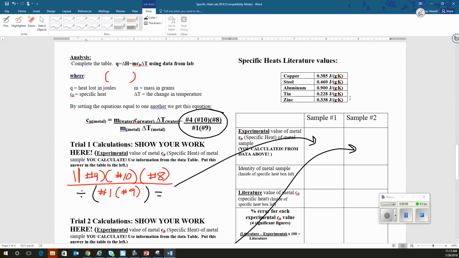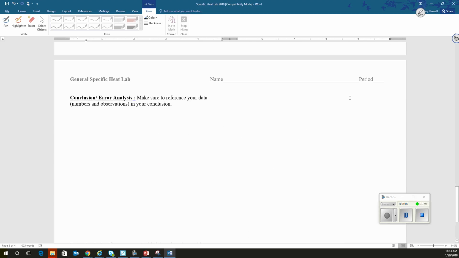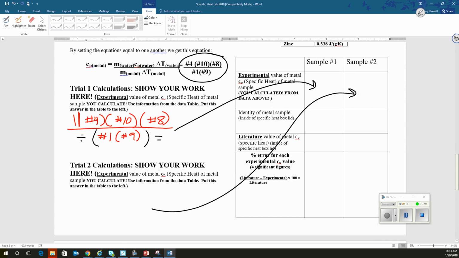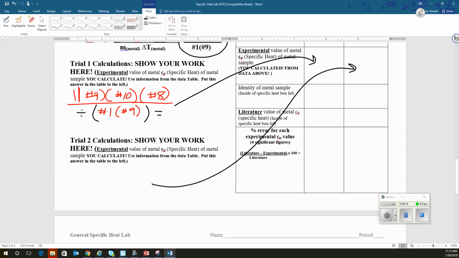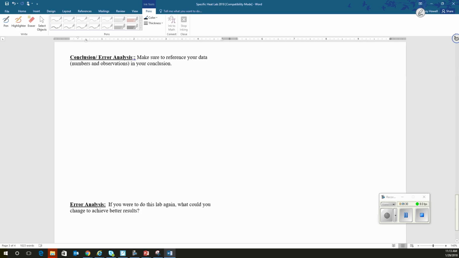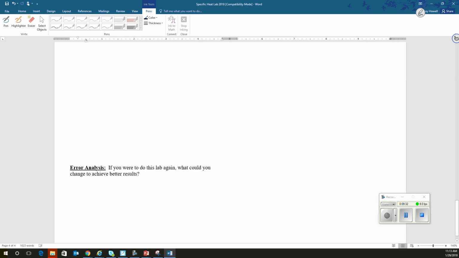Then all you're doing down here at the bottom is you're going to take the literature value minus the experimental, which is this one, get a number, divide it by the literature value, and then times it by 100. You want this number to be less than 20%. If it's not, then you're going to have to explain it on the next page, right here underneath error analysis. That's where you explain that error.